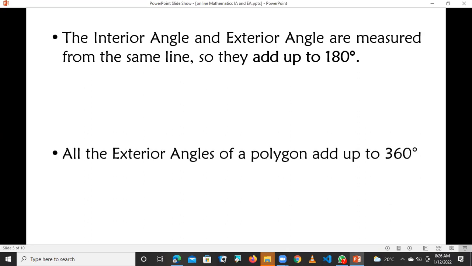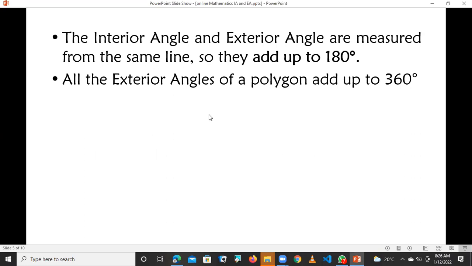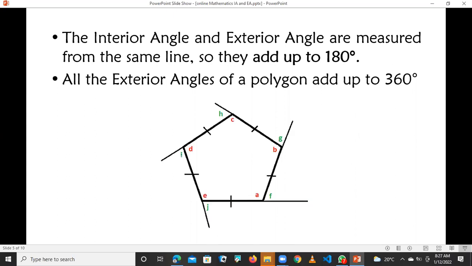Then we are saying that all exterior angles of a regular polygon add up to 360 degrees. If this is a regular polygon that we are using, then automatically we are saying that if you add the exterior angles which are in green, you add F, G, H, I, J, you are going to get 360 degrees. That is what we have established, and that's what we have said.